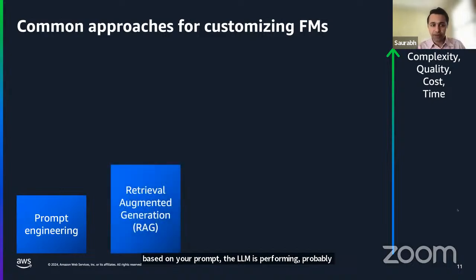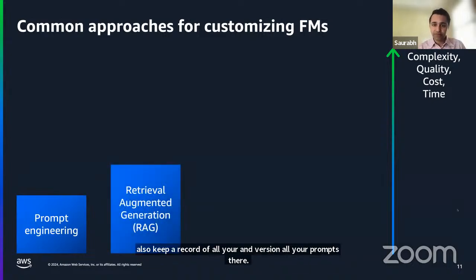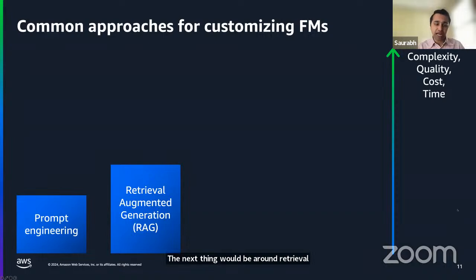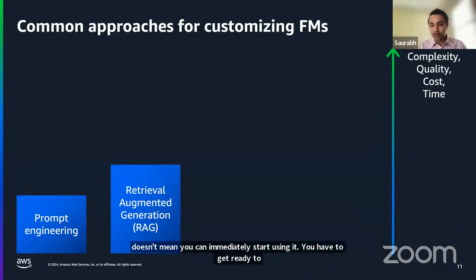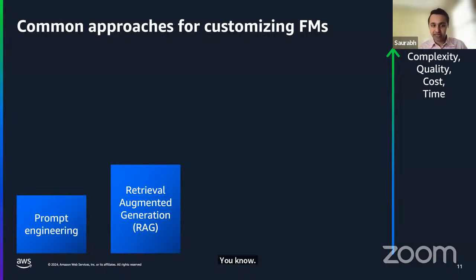The next thing would be around retrieval augmented generation. What we see is that the most value out of any large language model you can get is when you give it your own context, right? Your own data set, so it can get that relevant data out. It doesn't mean you can immediately start using it. You have to get ready. The first part will be you have to vectorize all your data set, so then the large language model can actually start looking into it and getting the right context from your data. Right?